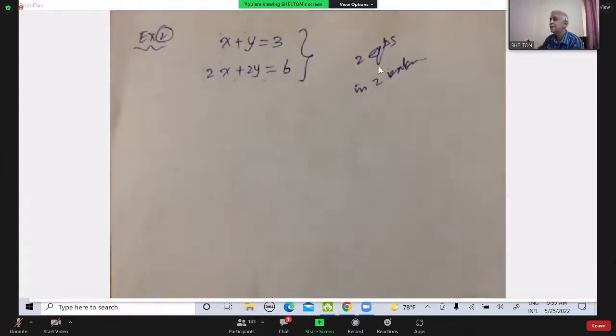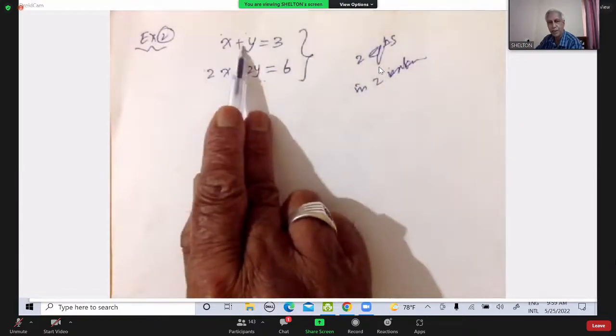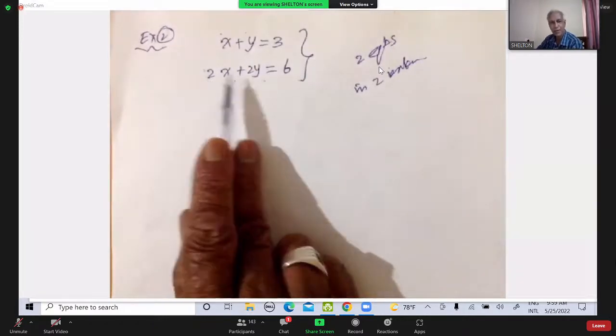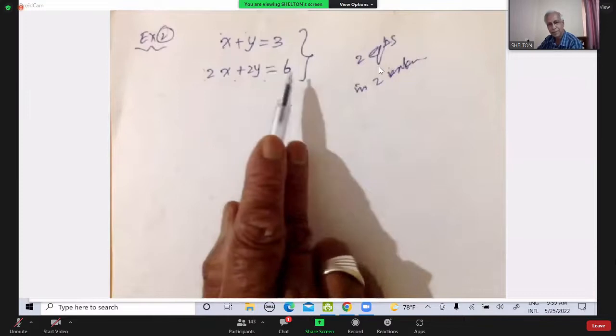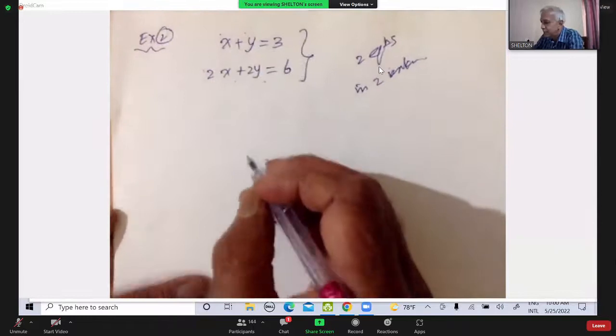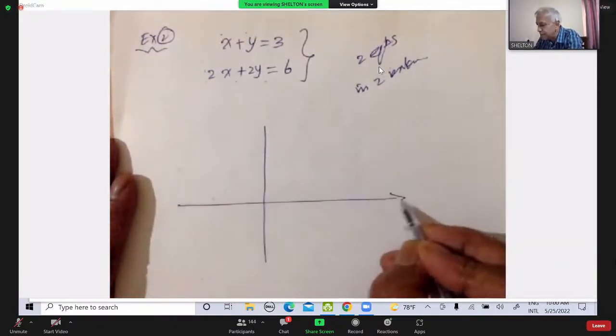But we consider this as, what is A11? 1. A12, 1. B1, 3. A21, 2. A22, 2. B2 is 6. So there are 2 equations in 2 unknowns. Now, these 2 equations are not linearly independent, meaning one can be obtained from the other. That is a different matter. Now let us draw these 2 equations.